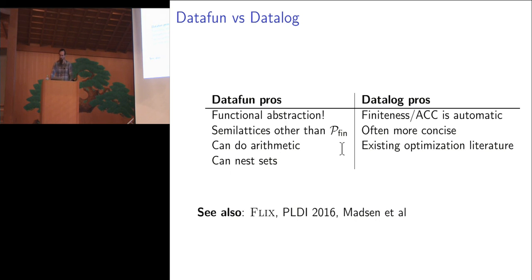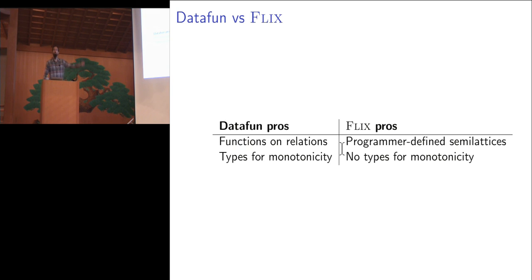There are some differences in our particular approaches. We check monotonicity with types. They don't. They suggest using lightweight verification. We use types to describe semilattices. They say code your own semilattices with Scala. But the same core idea. We also have higher order functions that operate over relations. So you can write a function that takes a relation and does something with it. I don't know that they have that. So that's a big difference.